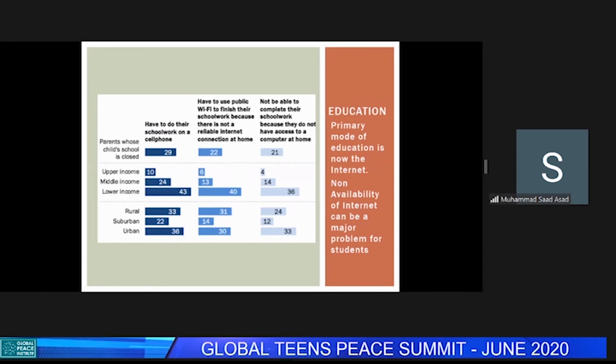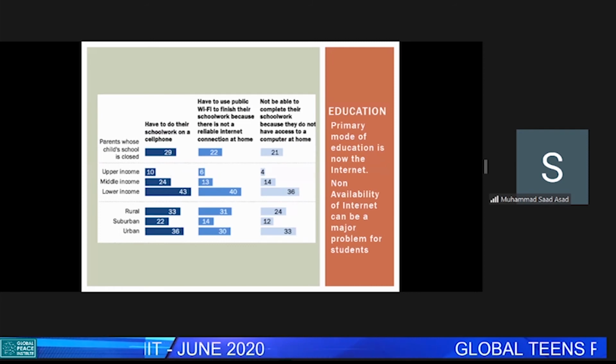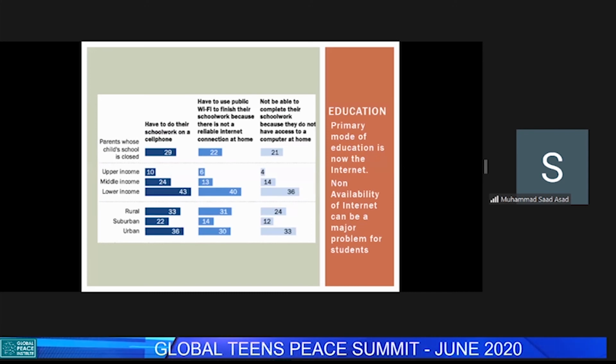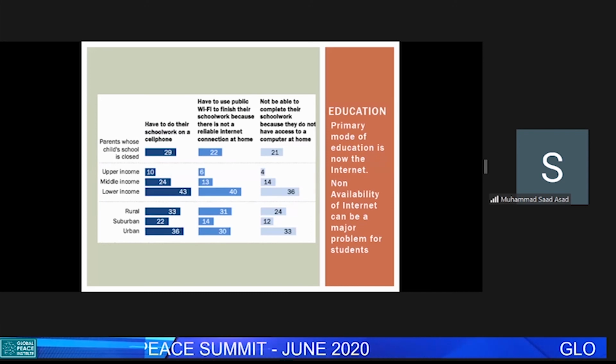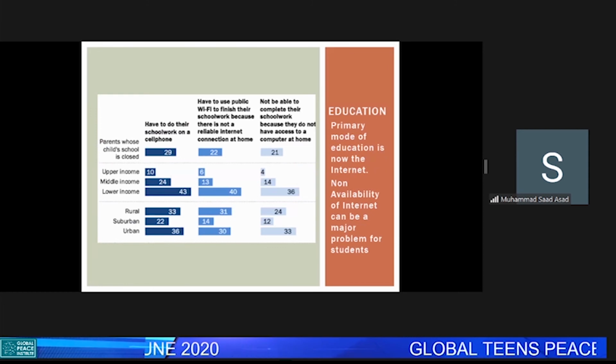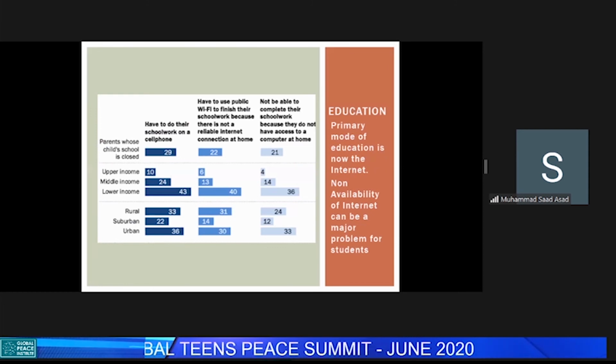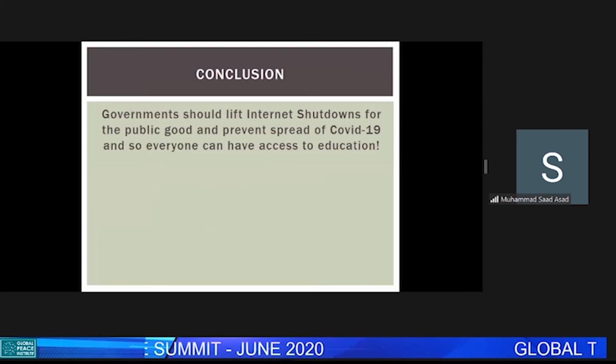And we can see in this chart, for example, that lower income communities often feel that they're left behind in education because they don't have the facilities to access the internet. And this is something we'll also see in places with internet shutdown. So people are being left behind.